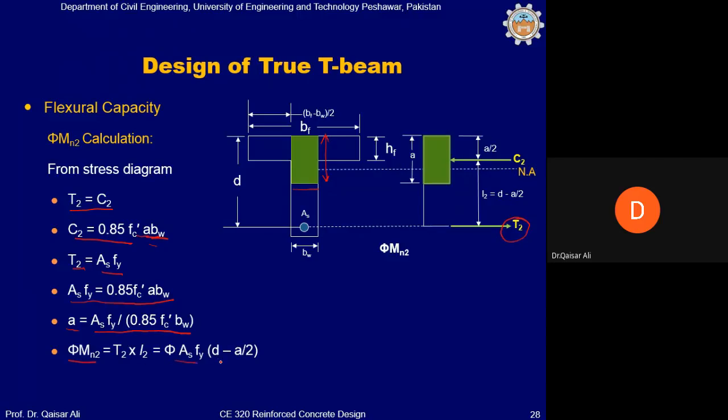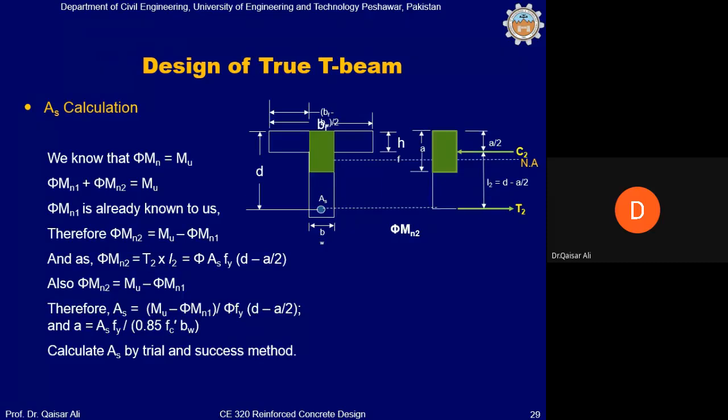Phi ASfy (d minus a by 2), because this total is a. So half of this, from this part to this, will be d minus a by 2. This is C. And then we will add up phi Mn1 and phi Mn2, and it will give us the total phi Mn.